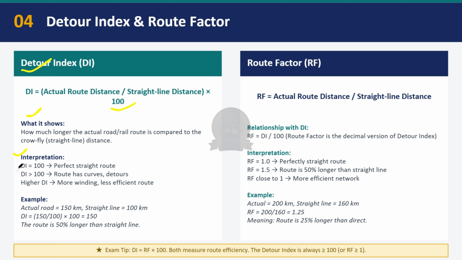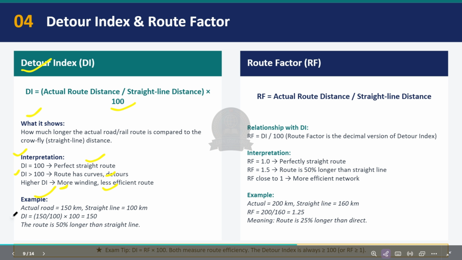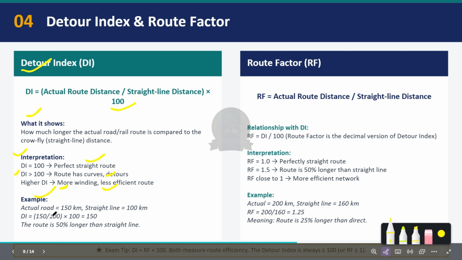If the detour index is equal to 100, it means a perfectly straight route. If the detour index is more than 100, it means the route has curves and detours. A higher detour index value means a more winding or less efficient route. For example, if the actual route is 150 km and the straight line is 100 km, then the detour index will be 150 divided by 100 multiplied by 100, which is equal to 150. The route is 50% longer than the straight line.